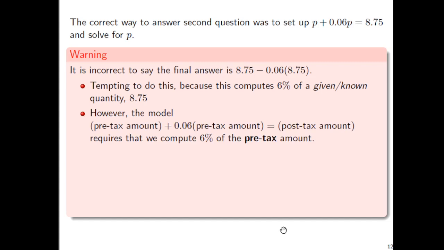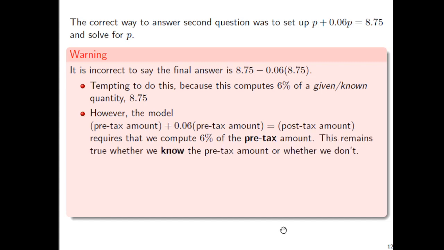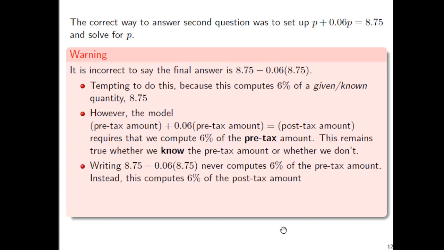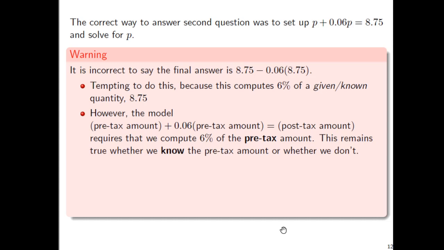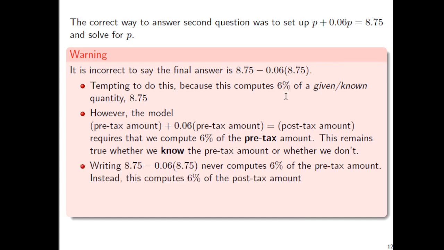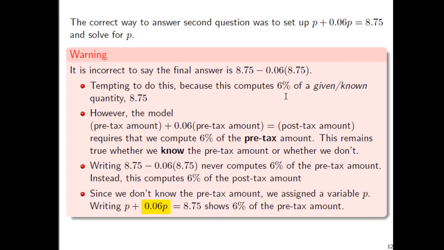The model is that we need to compute 6% of the pre-tax amount. And this remains true whether we know the pre-tax amount or we don't. We still need to compute 6% of the pre-tax amount. And if you do 6% of 8.75, you're not computing 6% of the pre-tax amount, you're computing 6% of what's supposed to be the post-tax amount. So since we don't know the pre-tax amount, that's why we assigned a variable. That way, by writing 0.06p, notice that part that's highlighted in yellow, that really is showing that we mean 6% of the pre-tax amount, even though we don't know what number the pre-tax amount is. But we've called it p, so that way 0.06 times p represents the dollar amount of the tax.